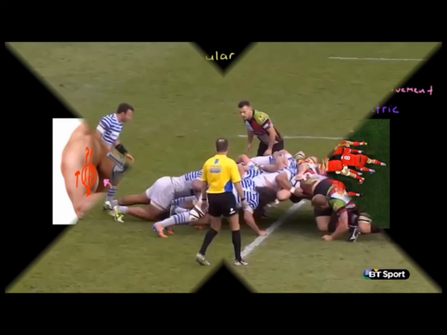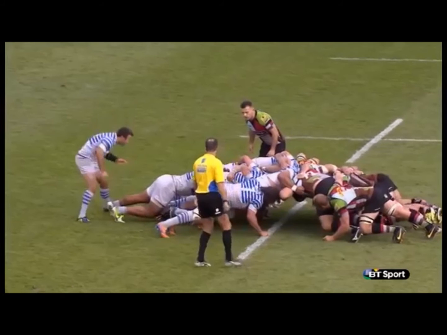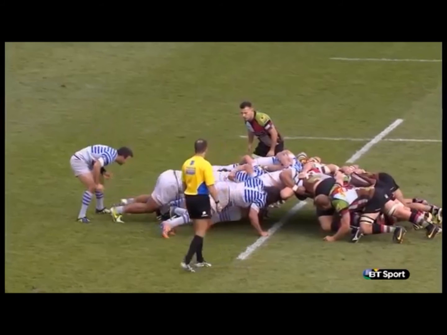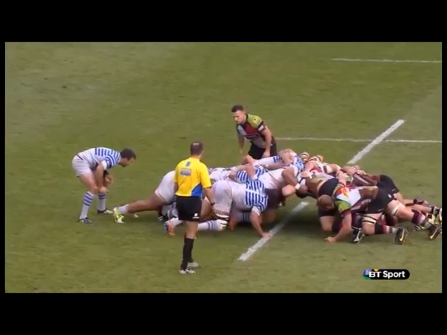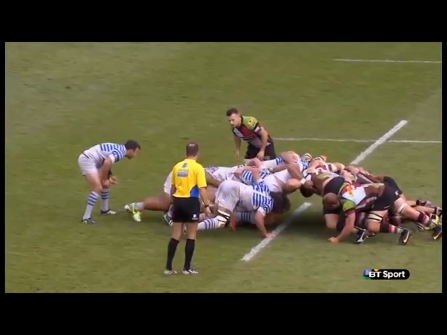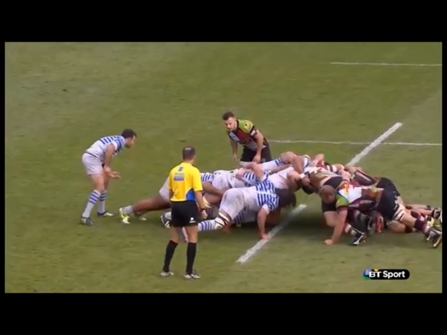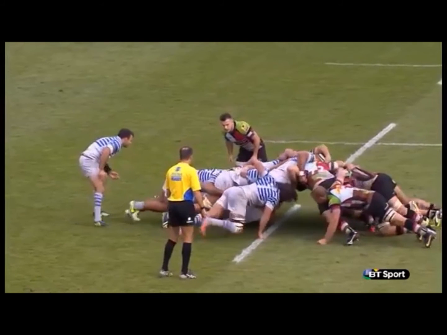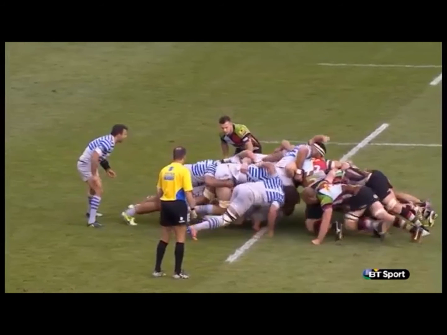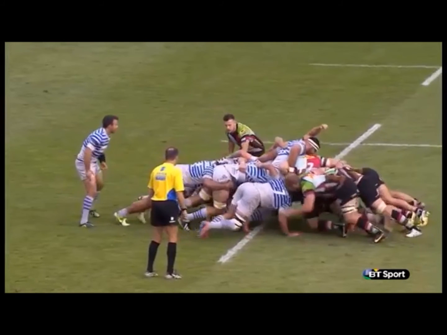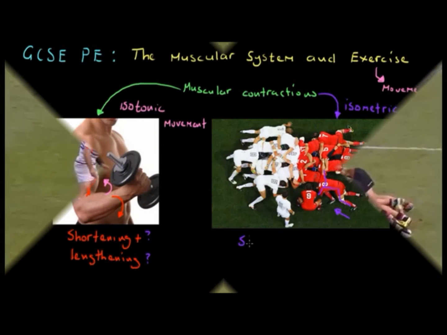Now we've got another practical example of this. These two sets of forwards are contracting their muscles in an attempt to push each other off the ball. However, it's not until one team gets the upper hand that any movement takes place. So hopefully you can see that both sets of forwards were pushing, but no movement was taking place.